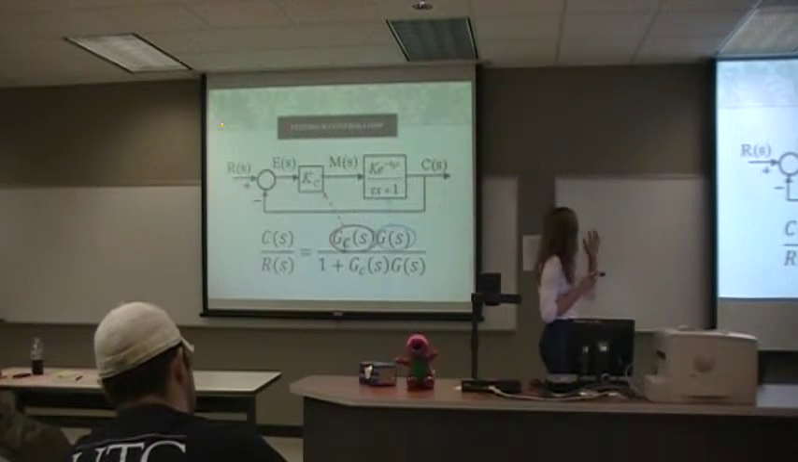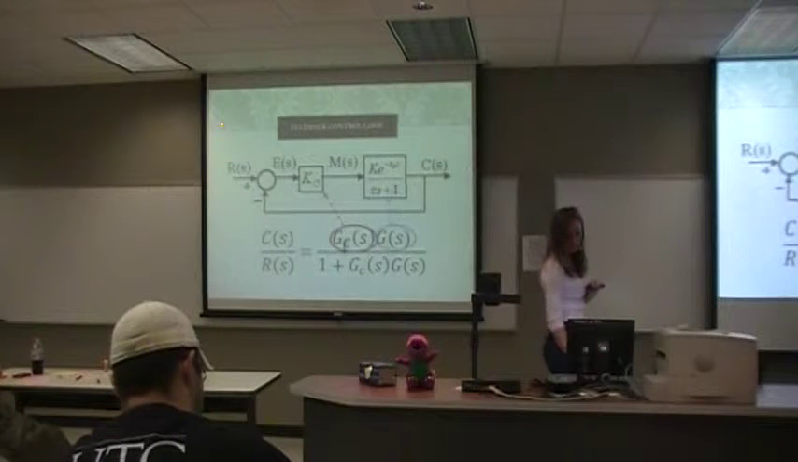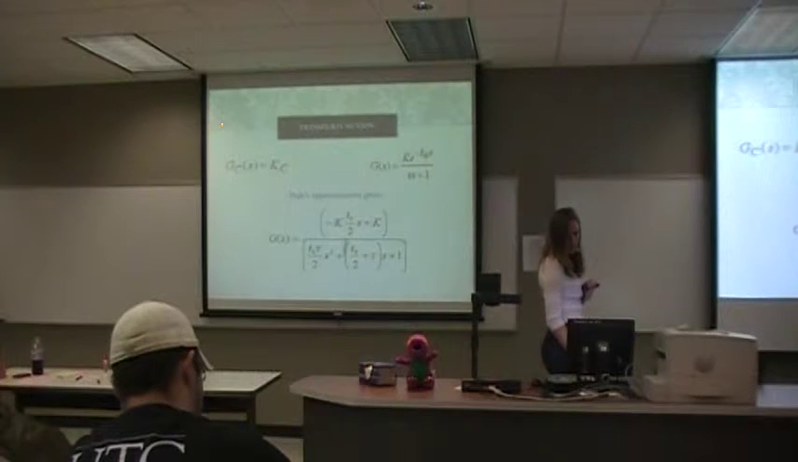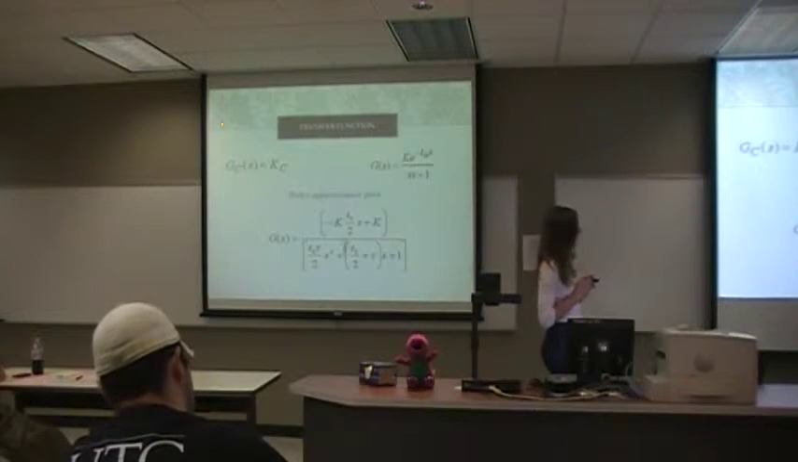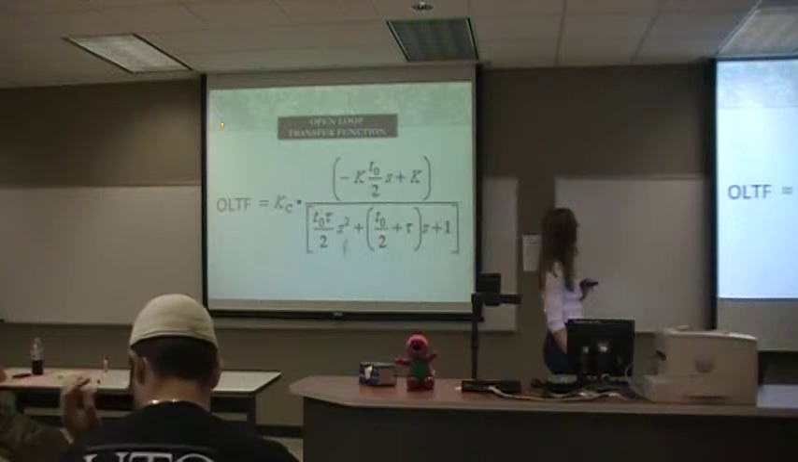Here's the feedback control loop, getting into the root locus theory. Here are our transfer functions: Kc, which is Gc(s), and then this one that we've been using, G(s). Using Padé approximation, that's what we're going to use to get the open loop transfer function, which is then multiplied together.